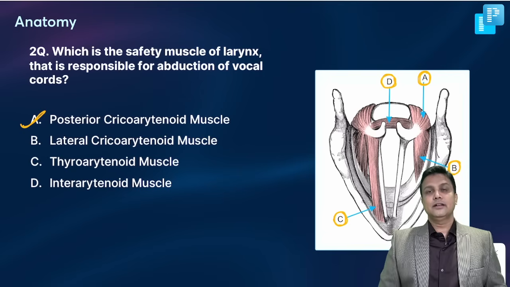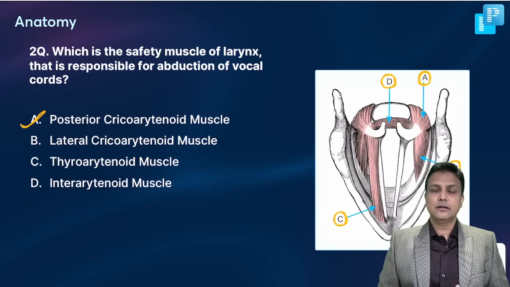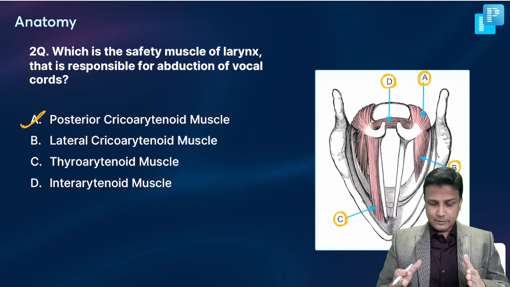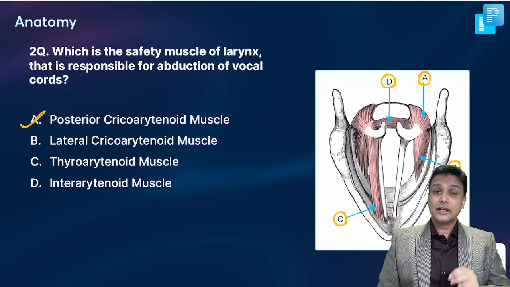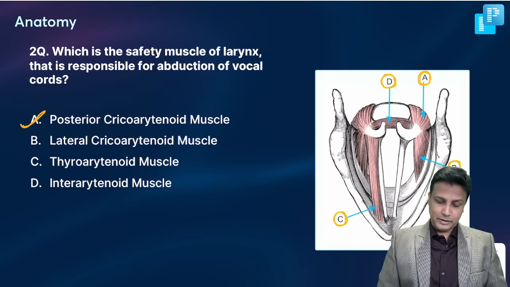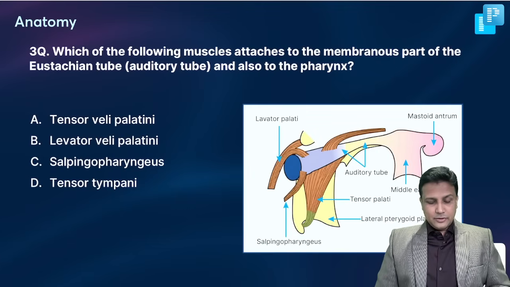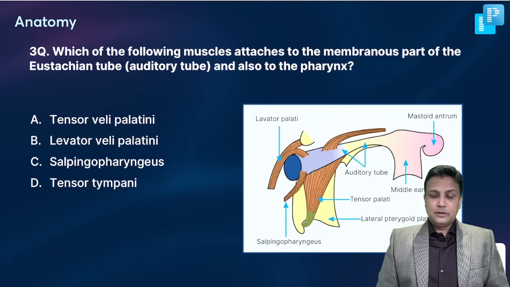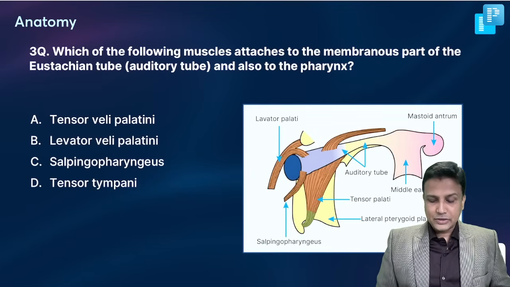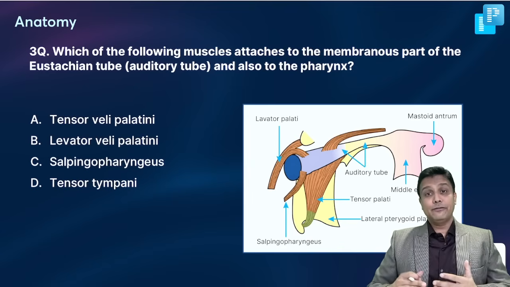So the correct answer here, the safety muscle of larynx, will be the posterior cricoarytenoid muscle, which is helping in abduction of the vocal cords, keeping the airway patent, open. Question number 3, which of the following muscles attaches to the membranous part of the Eustachian tube, that is your auditory tube, and also to the pharynx?